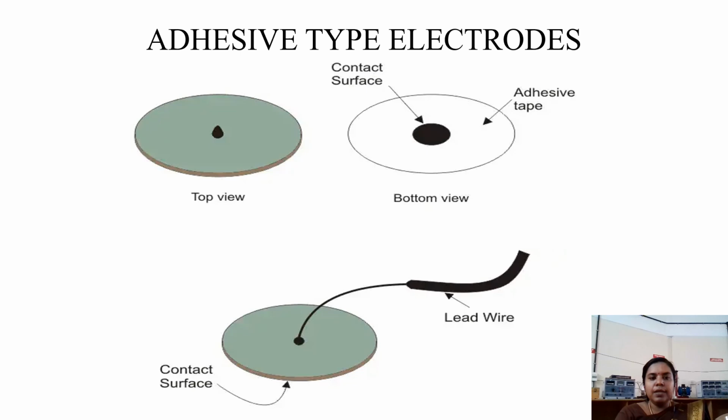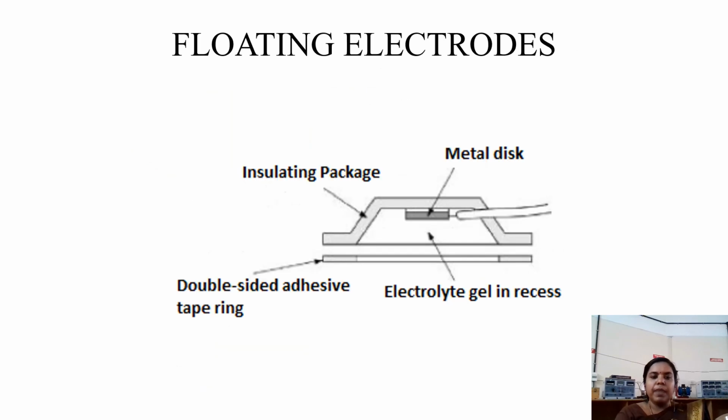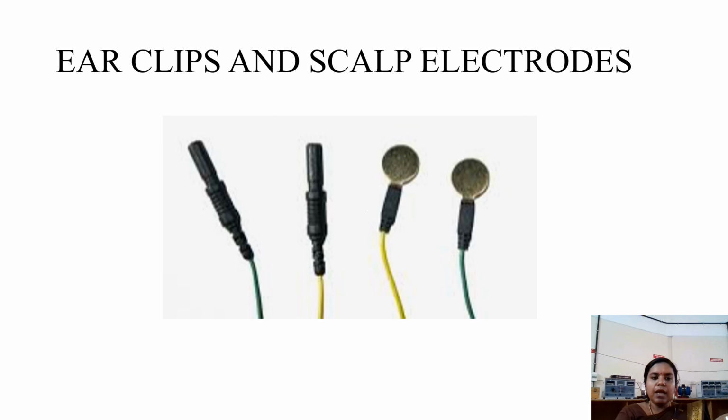So it is an advantage when we compare to the metal plate electrode. Then the next one is the floating electrode. Here we are using an electrolyte jelly-like substance to place the electrode over the skin surface. So here also there won't be any movement of the electrode, which avoids the measurement errors which occur in the metal plate electrode.